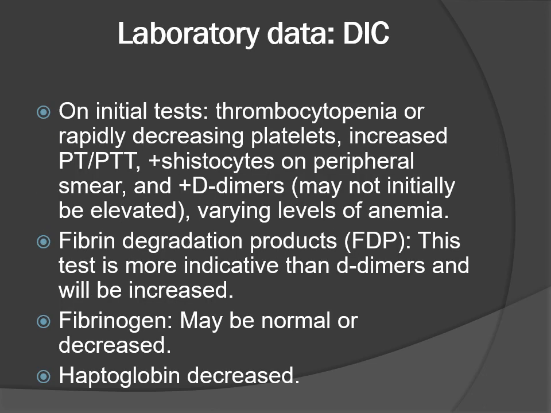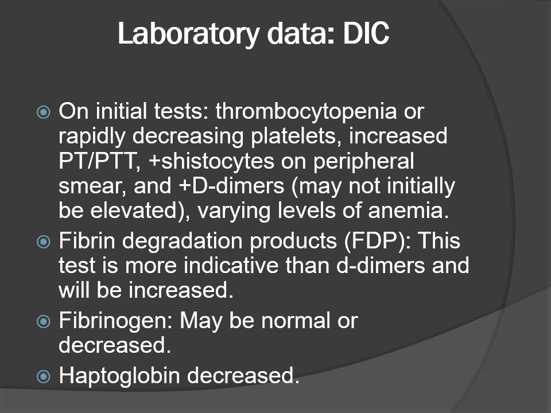So first we're going to talk about DIC. So what is specifically different about DIC? You're going to see thrombocytopenia, and it's a rapidly decreasing platelet count. So we're talking, you may check it at 1 hour and it's 75,000, and check it again in 2 hours and it's 40 or 50 or 30,000.